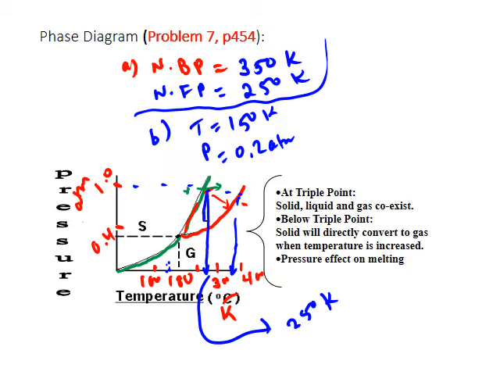So you get to 150K, and then 0.2 atmosphere is going to be somewhere here. Let's write down 0.2. So it goes like this, and that's where your point is. And this is gas. So the answer is, the state of the matter is a gas. In the same way, you can answer the other questions.